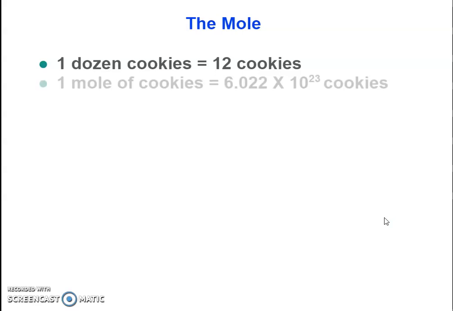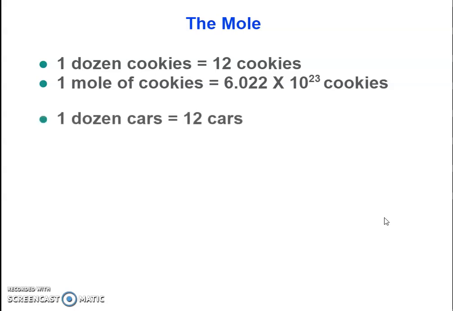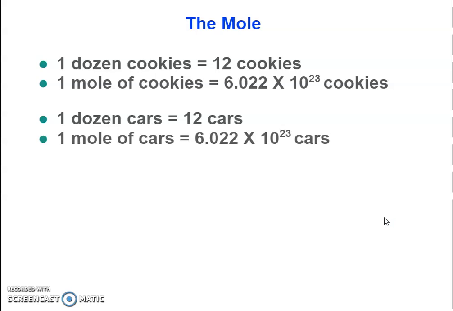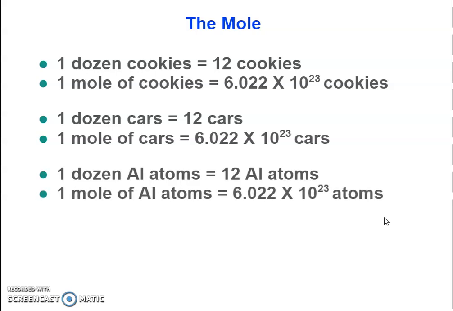All right, so as I said, the mole is a counting number, so you think of it the same way. We know a dozen cookies is 12. A mole is 6.022 times 10 to the 23rd. A dozen cars, 12 cars. A mole, 6.022 times 10 to the 23rd. A dozen aluminum atoms, 12 aluminum atoms. A mole, 6.022 times 10 to the 23rd.